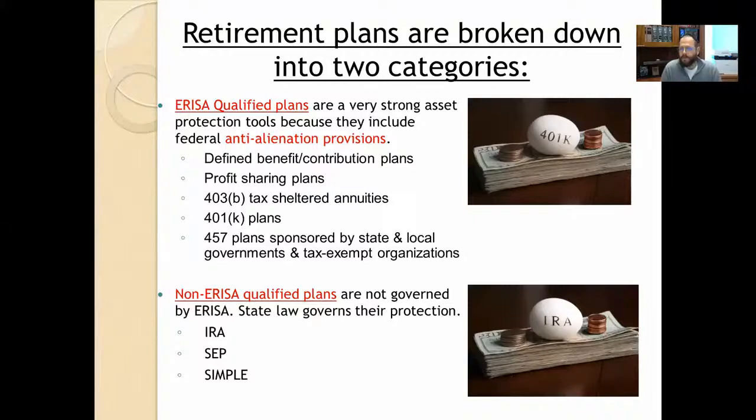ERISA qualified, very strong asset protection because they do include federal protections. If you think about what ERISA stands for, Employee Retirement Income Security Act. It wouldn't provide the public policy of providing for safe and secure retirement if the first time you get into a fender bender on the freeway, your creditor can take all of your retirement away from you. The government wants us to have assets for retirement. Otherwise, we all become a ward of the state when we're 65 years old.